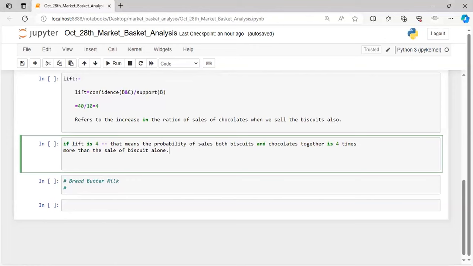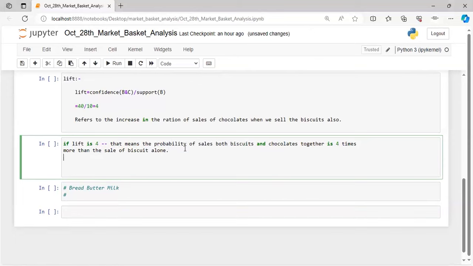Okay. So basically this 4 means the probability of both. This is 4 times more than the sale of the biscuit alone, the sale of the pizza alone, the combination of the pizza and cold drink. So if the lift value is high, it's a better combination, it's a better association.